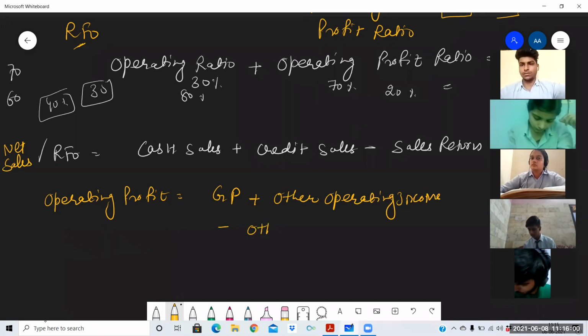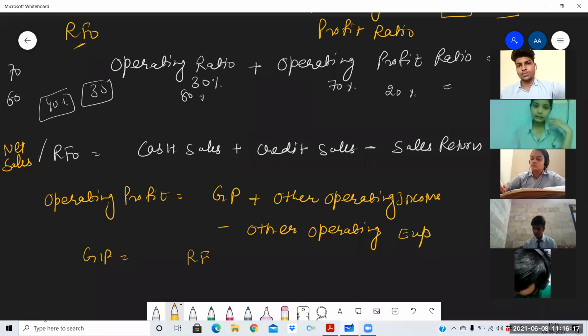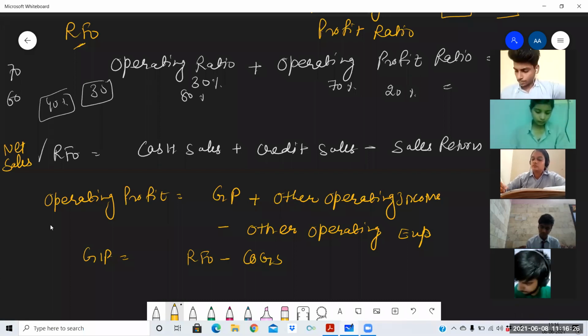Minus other operating expenses. So gross profit, you all know how to calculate gross profit: RFO minus COGS. Then other operating income, write down the examples. Write down the examples of other operating income.